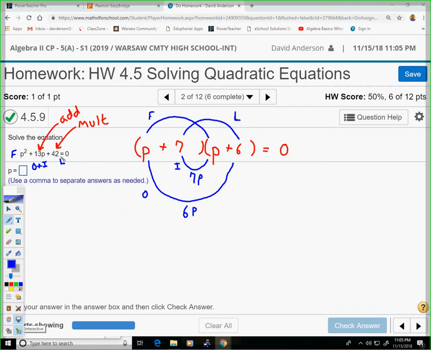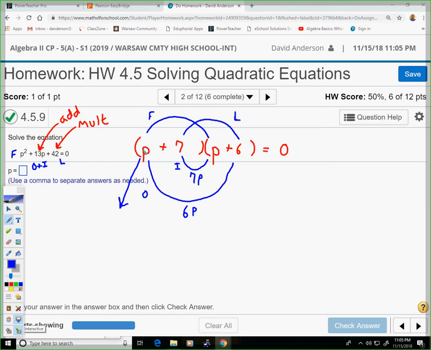All right, the only way we get this last number is by multiplying the last two terms. So the 7 times the 6 equals the 42, and then the 7p plus the 6p equals the 13. All right, enough about that. I want to take a look at what makes these two factors 0.